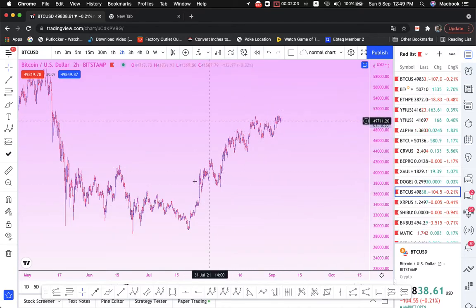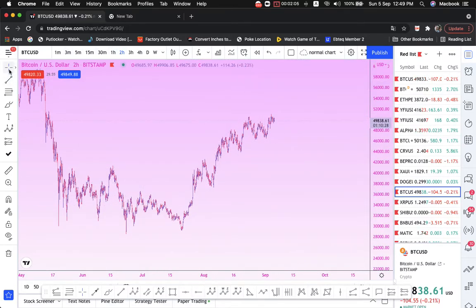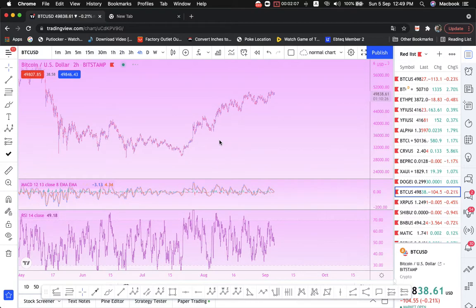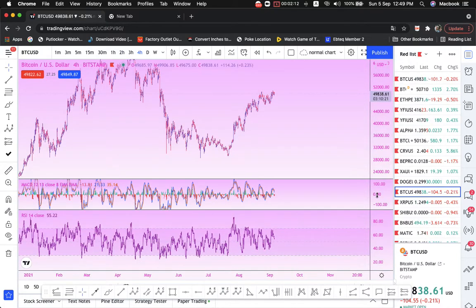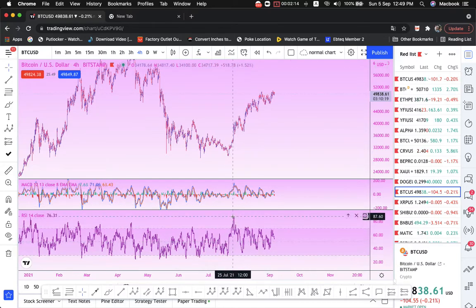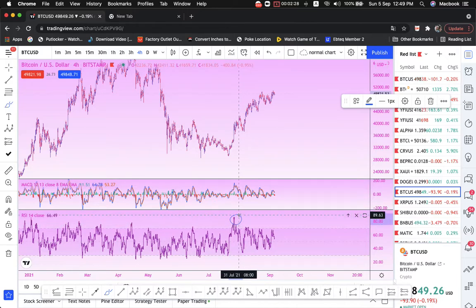The count here is very confusing, but if we take a look at the 4-hour time frame, look at the RSI. Look at the RSI. The highest peak is here. All right, that is an indication that that is a third wave. Let me draw it out to you guys so you can see it. So this is the highest peak, right?